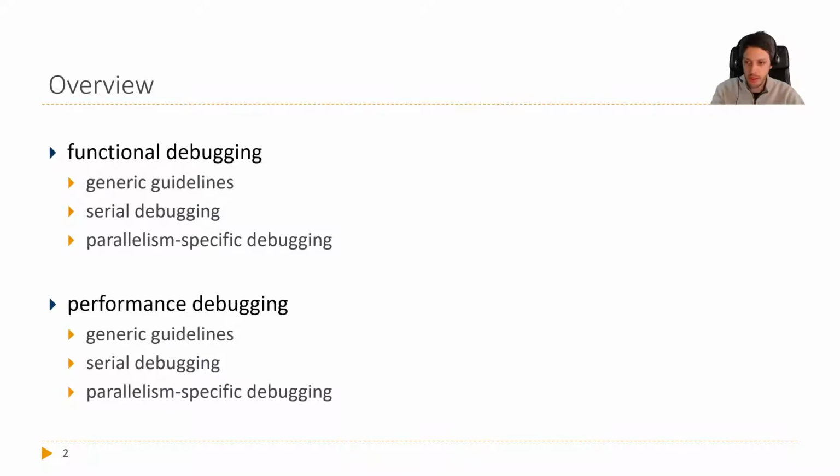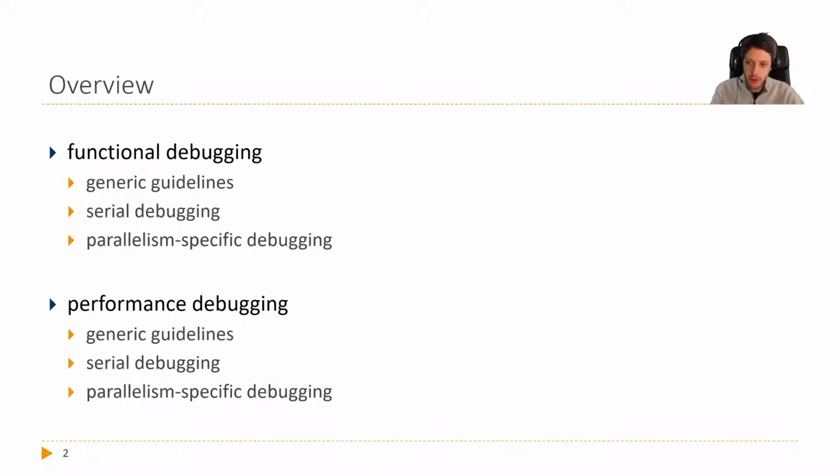First of all, functional debugging, where it's really about bugs in your program, incorrect output, your program crashing, and so on. And then we're going to talk about performance debugging, where it's really about how much execution time you spend, where you spend it, how you find that out, and so on.